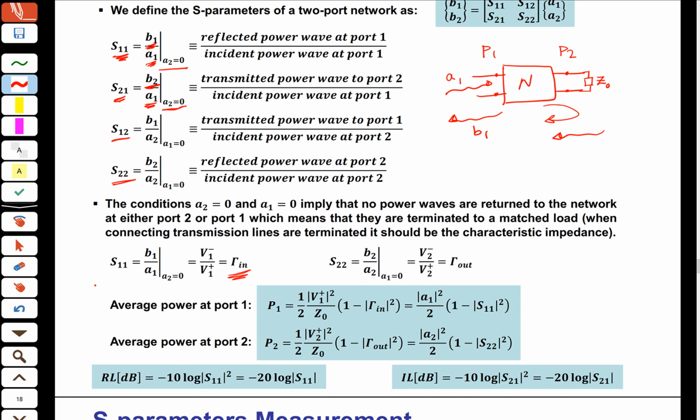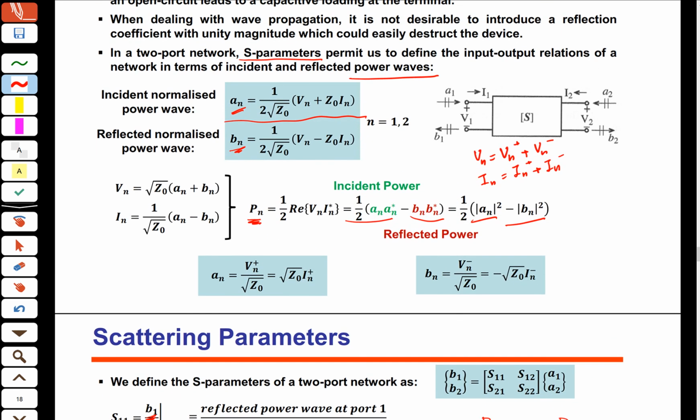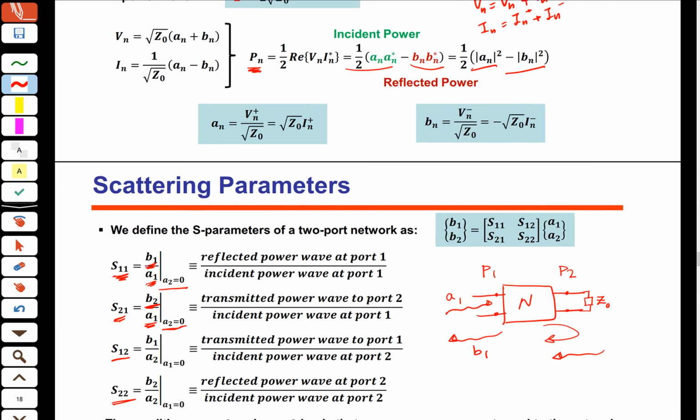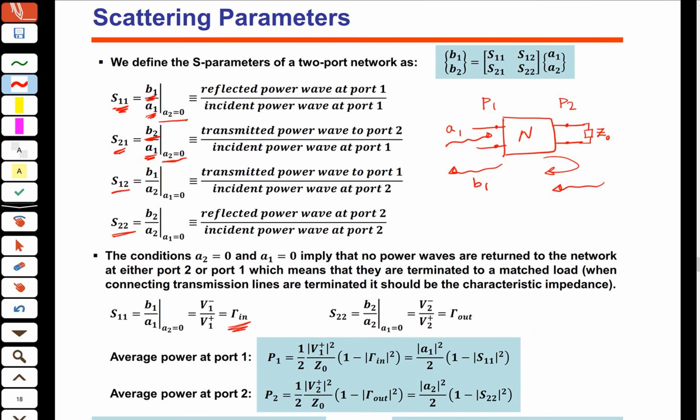you look at these two equations. So A1 is V1 plus divided by square root of Z0, and B1 is V minus divided by square root of Z0. Okay? So the B1 divided by A1 is this value, and you know from previous lecture that this is gamma, and this is gamma. Okay? So these two parameters actually have a kind of tangible meaning: S11 and S22 are the reflection coefficients at port 1 and port 2.